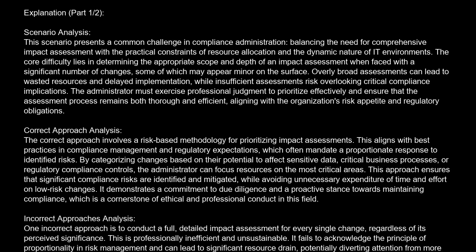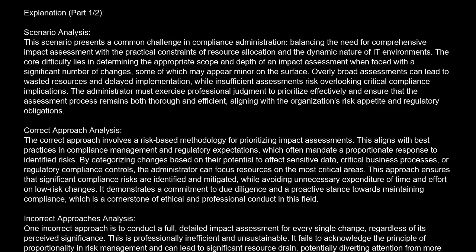Explanation. Scenario analysis. This scenario presents a common challenge in compliance administration, balancing the need for comprehensive impact assessment with the practical constraints of resource allocation and the dynamic nature of IT environments. The core difficulty lies in determining the appropriate scope and depth of an impact assessment when faced with a significant number of changes, some of which may appear minor on the surface.